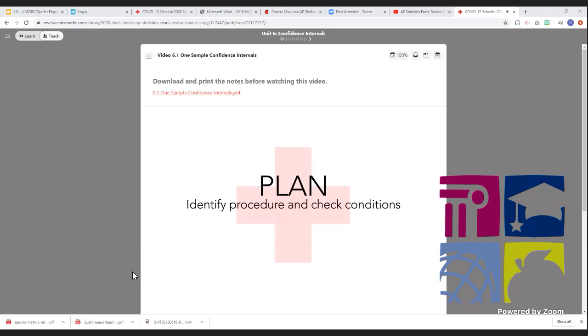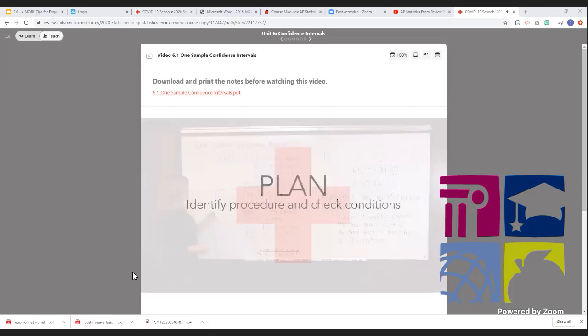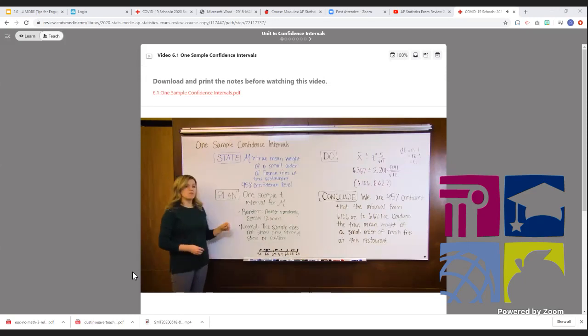Now we'll move on to plan, and this is where you have to identify the type of procedure that you're doing, as well as check all of your conditions. So since we are dealing with means, and we only have one sample of data, this is a one sample t interval for mu. Now for my conditions, we're always checking the random condition. We've been told that the owner randomly selects 12 orders, so that's all set.